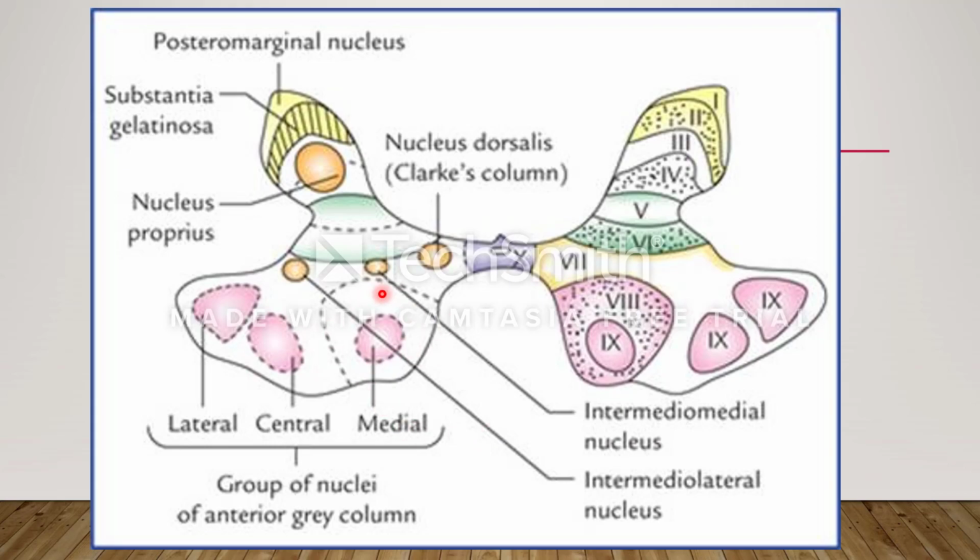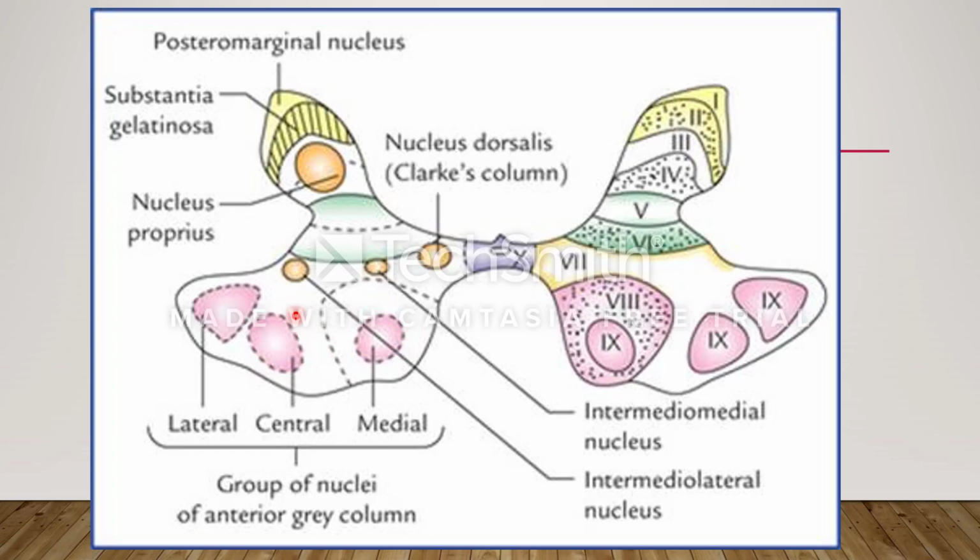See here, we have described the anterior gray column first. In the anterior gray column, we have three groups. This is the medial group of nuclei, this is the central group of nuclei, and this is the lateral group of nuclei. Out of these three groups, only the medial group is present in the entire spinal cord.